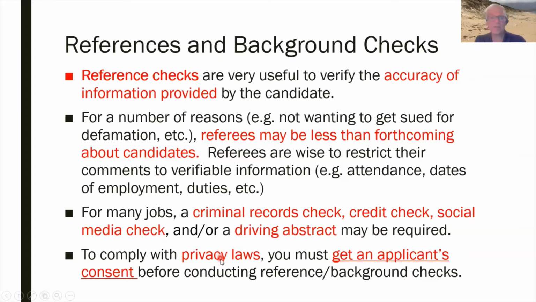And the other part is you want to comply with privacy laws. So to do that, you must get an applicant's consent before conducting reference background checks. So your buddy might know the guy who's applying for the job, but unless the candidate has listed your buddy as one of the references, you're not allowed to go and get your buddy to weigh in on the candidate. That's not kosher.